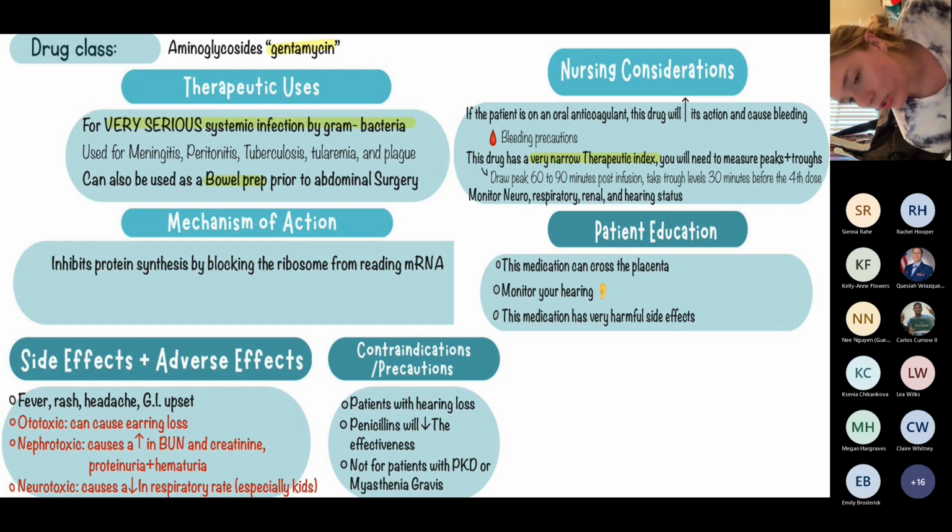A lot of people ask, neurotoxic, what are we looking for? Look at their respiratory rate, okay? Remember, our respiratory control centers are in the brain. It's kind of back here. So, watch that respiratory rate, okay?